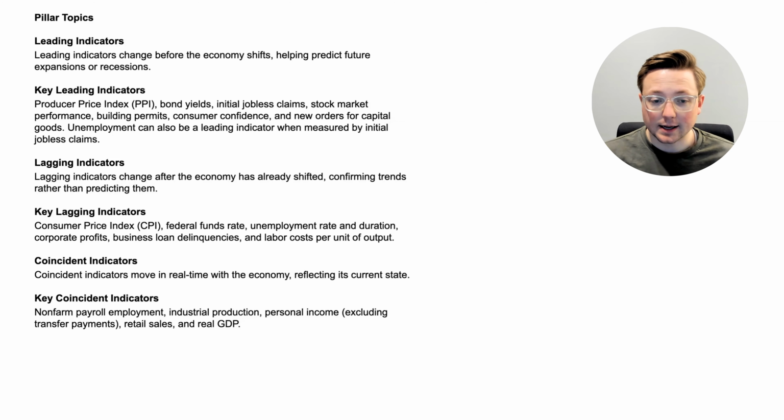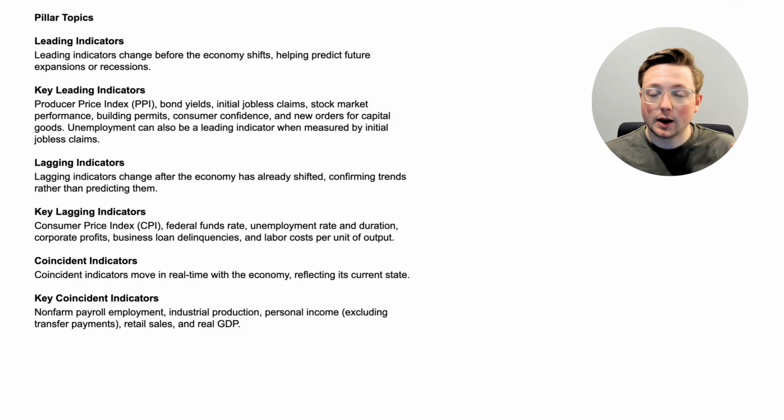Now let's talk about lagging indicators. Lagging indicators change after the economy has already shifted, confirming trends rather than predicting them. So again, these are the things that are happening as a reaction to the economy, not something that's predicting what's about to happen in the economy. And let's talk about some of the key lagging indicators you should know: the consumer price index or the CPI, federal funds rate, the unemployment rate and duration, corporate profits, business loan delinquencies, and labor costs per unit of output.